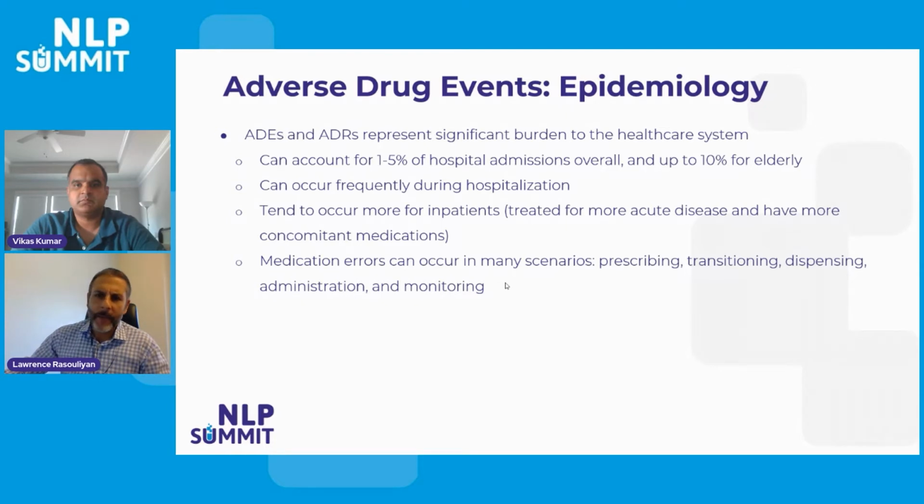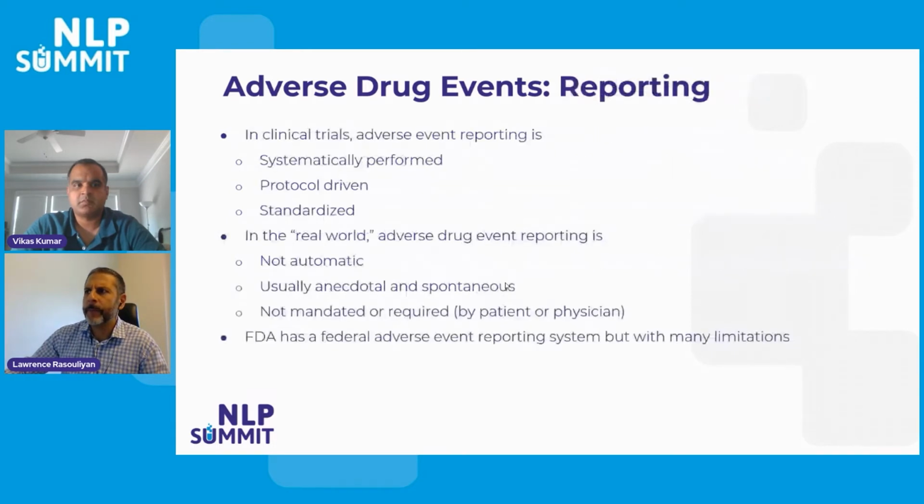So that gives a little bit about just the background, the epidemiology, just setting the stage for what the burden is on the healthcare system for some of these adverse drug events. If we get into reporting, here I think we can divide the clinical world into two parts. We have the experimental part, which are clinical trials, right? And then we have the real world part, right? Which is outside that experimental part, just what we're experiencing here in the real world.